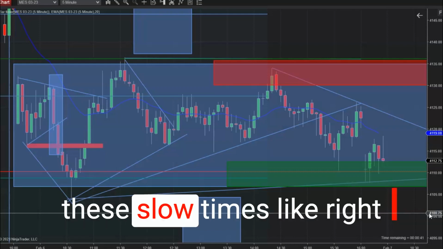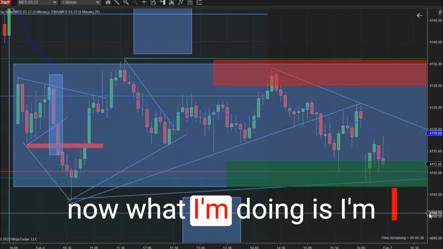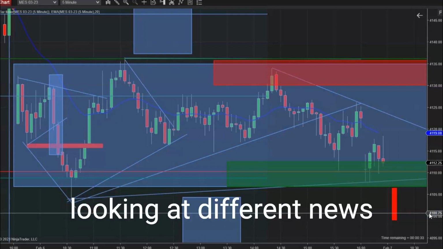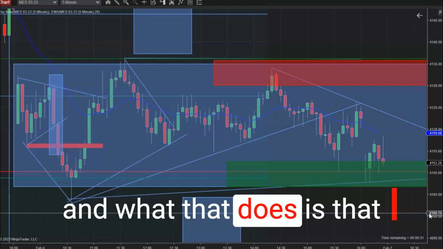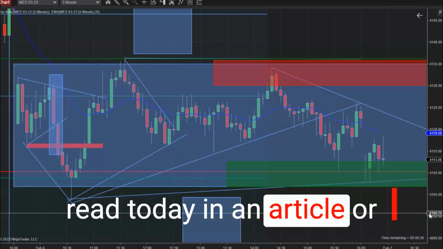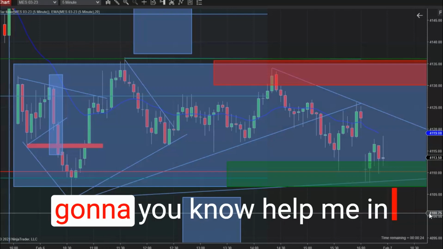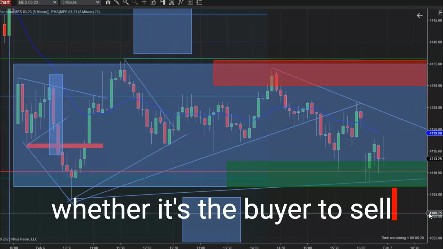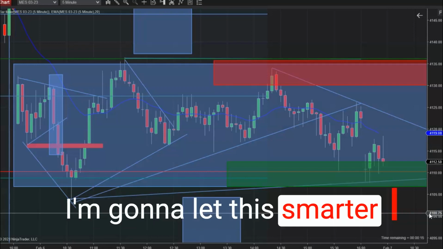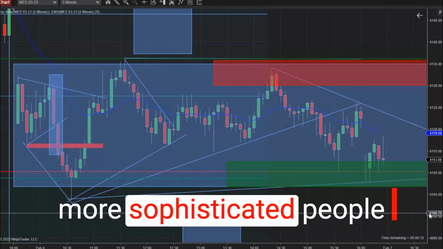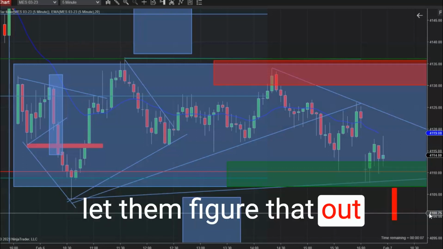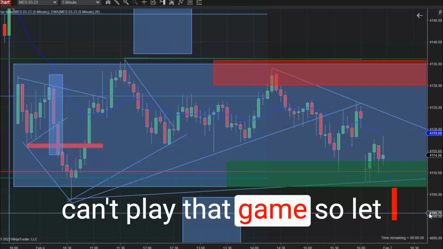But during these slow times, like right now, I'm looking at different reports and different news. And what that does is keep me engaged with the market. There's nothing that I'm going to read today in an article or listen to a podcast that's going to tell me whether to buy or to sell. How do you know whether to buy or to sell? Well, I'm going to let the smarter, more sophisticated people with the big money around the world figure that out, right? Because I can't play that game. So let them figure it out.